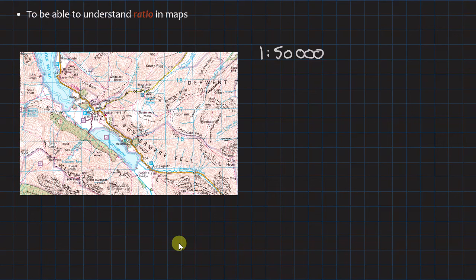Okay, this is an extension video for working with maps, ratios on maps. The map I'm showing you here is a map used in the UK. I know this area quite well. This isn't near where I used to live, and one of my favourite camping spots is just down here.